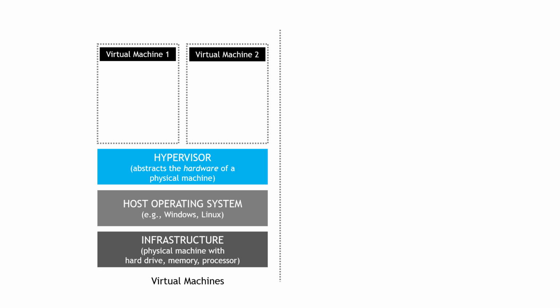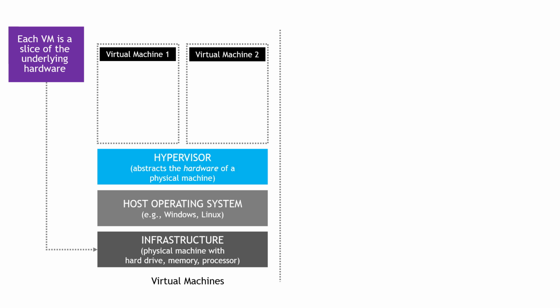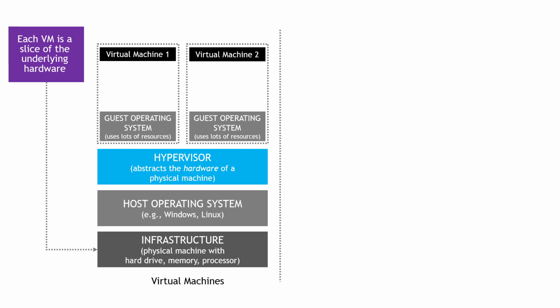And I'm only showing 2 here, but this could be dozens or hundreds, depending on the capabilities of the underlying physical machine. But essentially, each VM is a slice of the underlying hardware. But because your apps won't be able to run directly on the hardware, each virtual machine also needs its own operating system. So again, a Windows or a Linux, which is amazing, but it actually is a problem because the operating system takes up a lot of space. It might be a gig or more of space on the hard drive. It also eats up a lot of memory and processing power.